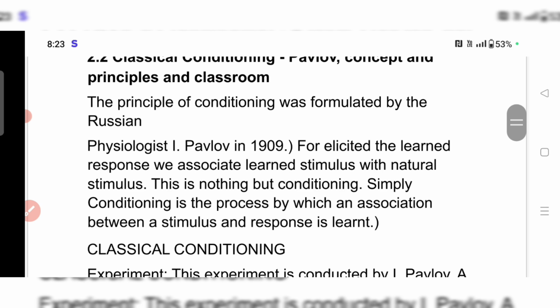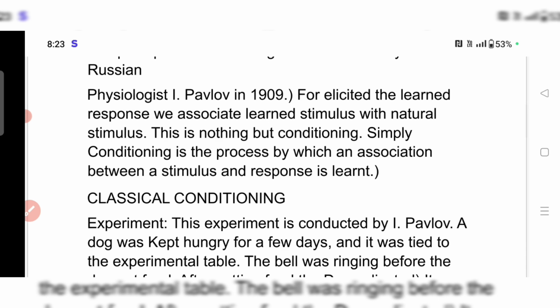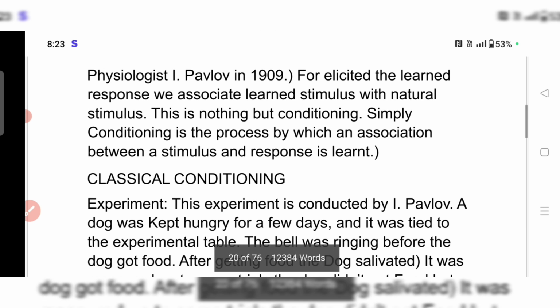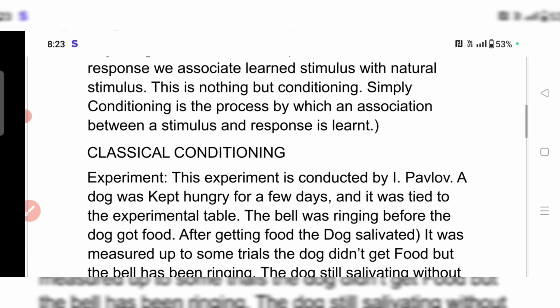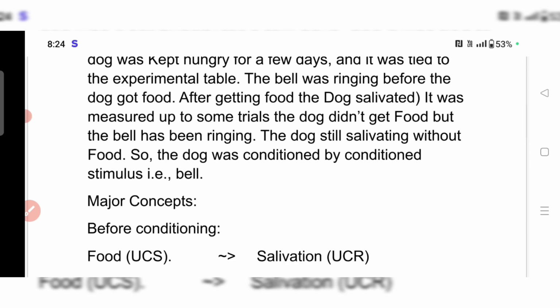So the next thing is classical conditioning, Pavlov's concept and its principles in the classroom. Pavlov was a Russian psychologist and physiologist, and to elicit the learned response, we associate a learned stimulus with the natural stimulus. This experiment was conducted by Pavlov. The dog was kept hungry for a few days and tied to the experimental table. The bell was rung before the dog got food. After getting food, the dog salivated. So it was a must.